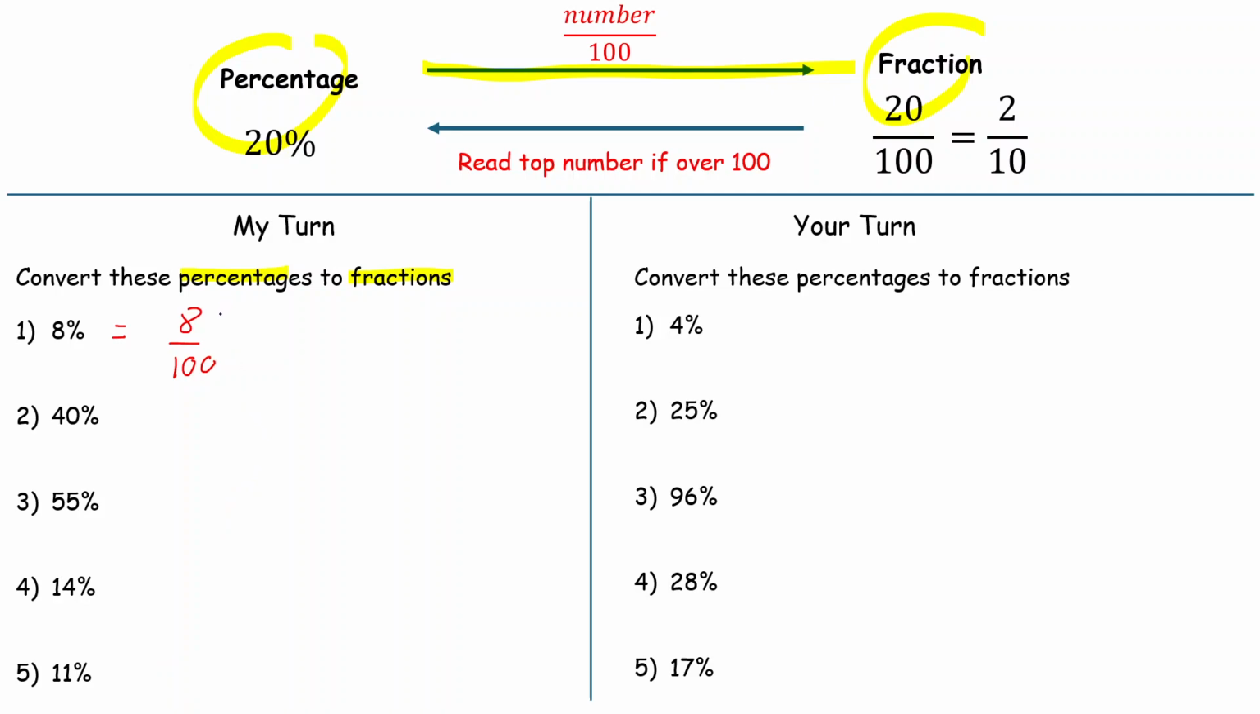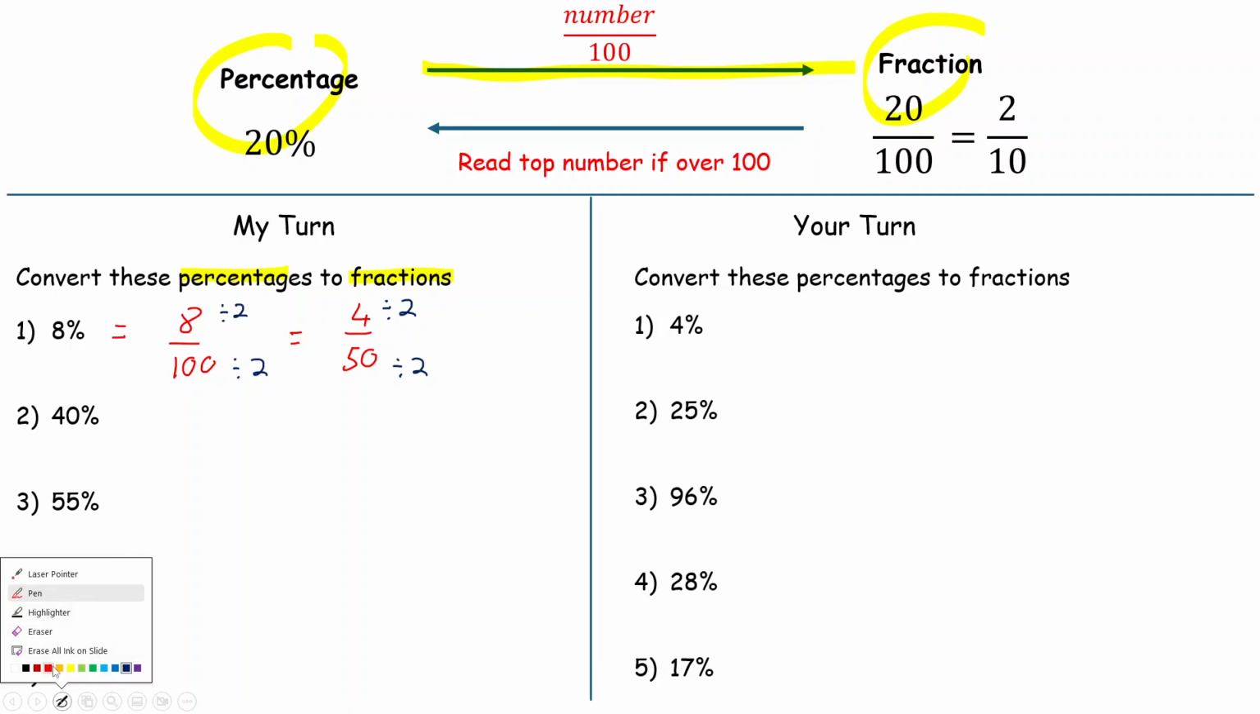Now, if you're not sure what to divide by, well, 8 and 100 are both even, so let's divide by 2 on top and bottom. 8 divided by 2 is equal to 4. 100 divided by 2 is equal to 50. Now, because 4 and 50 again are both even, we can divide by 2 again. 4 divided by 2 is equal to 2. 50 divided by 2 is 25. So we could have just divided it straight through by 4, but I've done it by 2 and then by 2 to get the same thing.